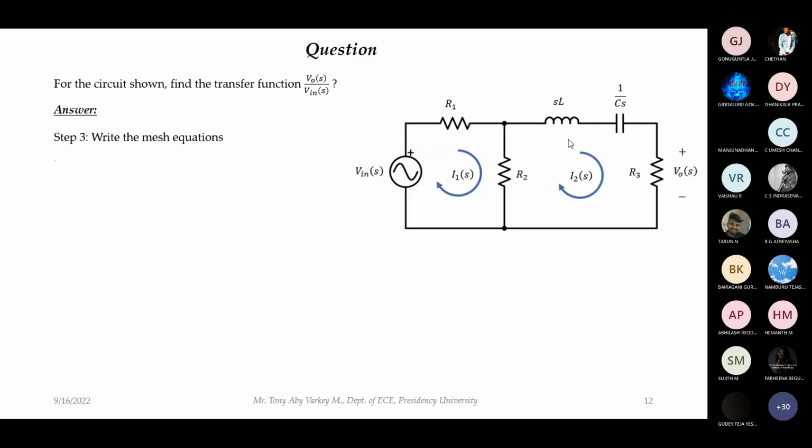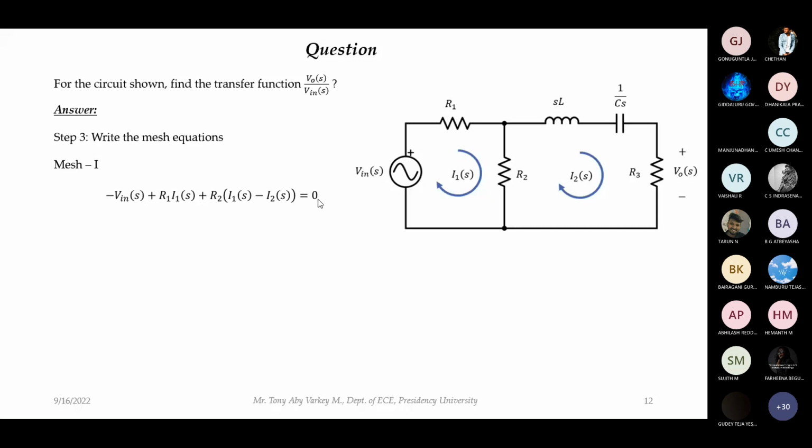Again, I will start from here. What is the first thing that comes? Minus V in of S, plus R1 into I1 of S, plus R2 into I1 of S minus I2 of S. So minus V in of S plus R1 into I1 of S plus R2 into I1 of S minus I2 of S equal to 0. Is it clear?